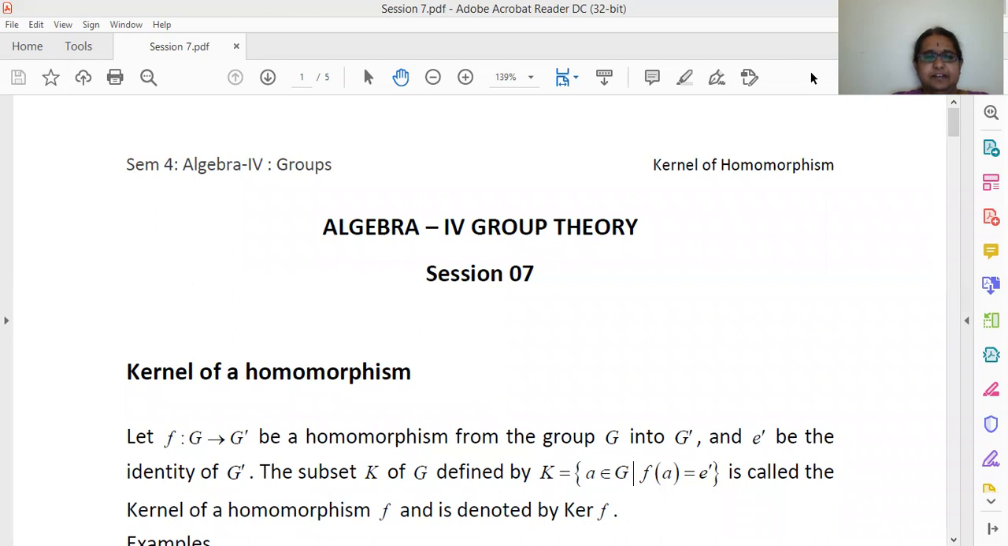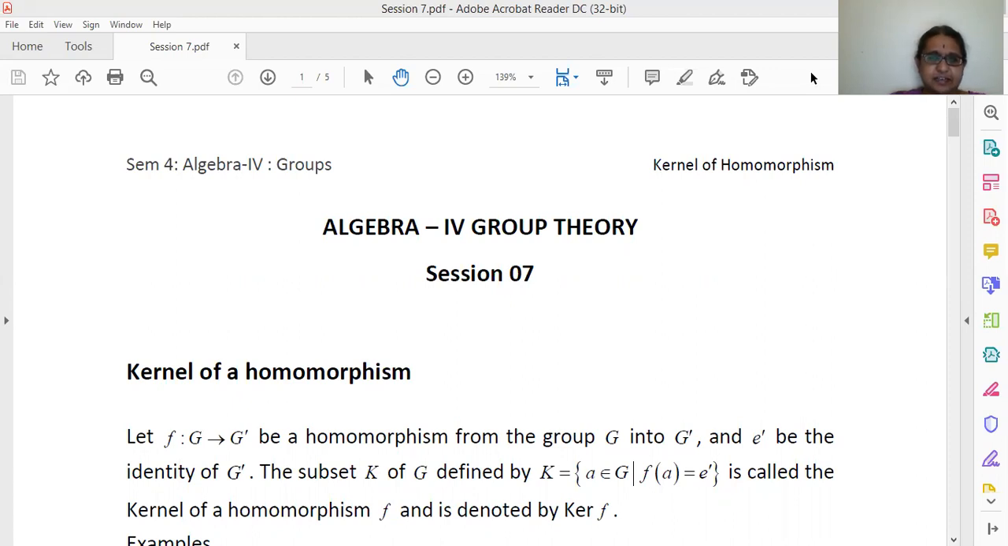Now to define the kernel of homomorphism, let f from G to G dash be a homomorphism from the group G into G dash, and e dash the identity element of G dash. The subset K of G defined by K is the set of all a which belong to G such that f of a is equal to e dash is called the kernel of homomorphism f and is denoted by ker f.